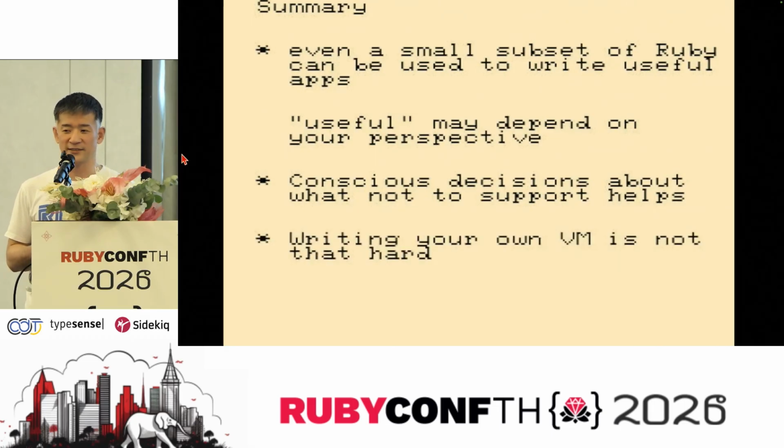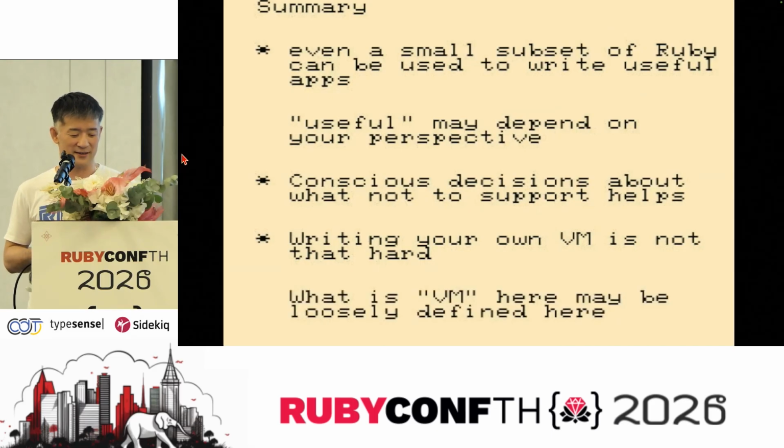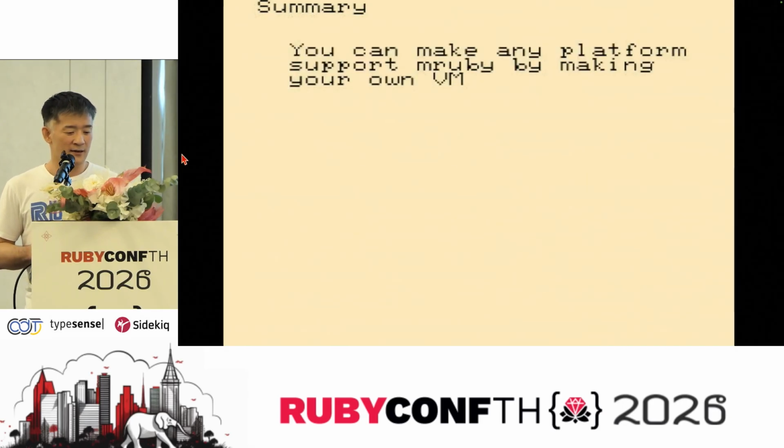And writing your own VM isn't that hard. Just start writing a bytecode parser and start executing instructions, and now you have a minimal VM. And also, what is a VM may be loosely defined. It might be just a tiny interpreter, but I think it's fair to call that a VM too. And so you can make any platform support mruby by making your own VM if you have access to developer tools. So if you think, this watch I bought from China has got some SDK, but there's no Ruby support. Well, maybe you can.